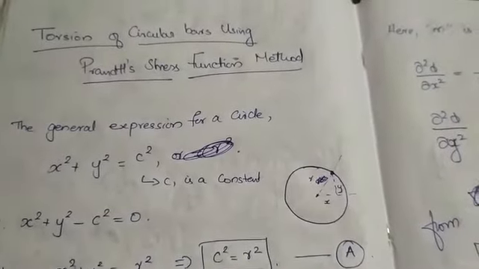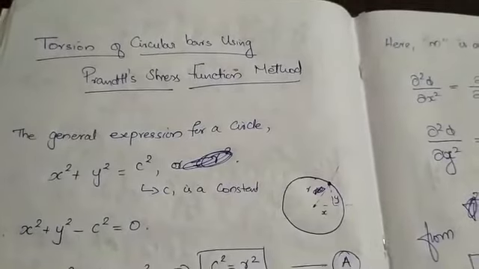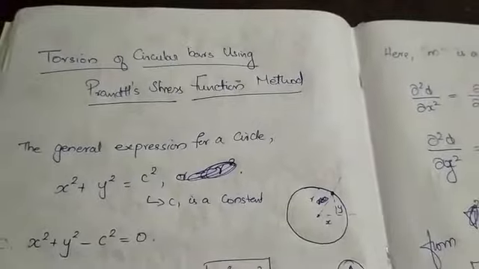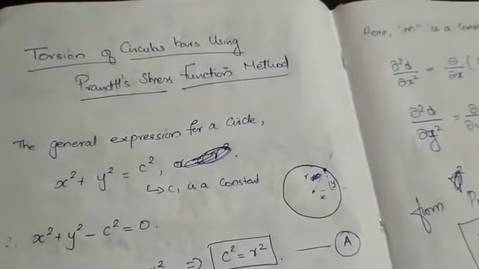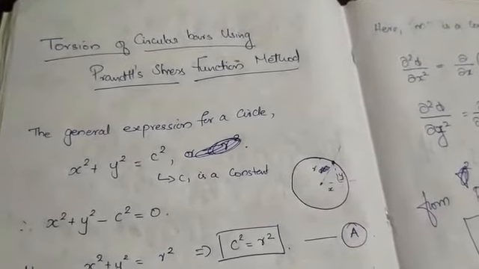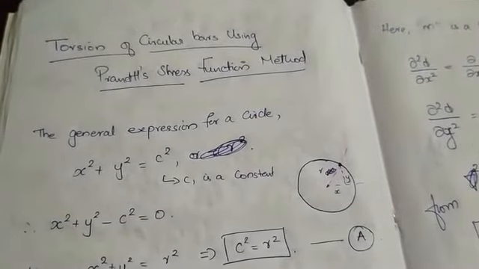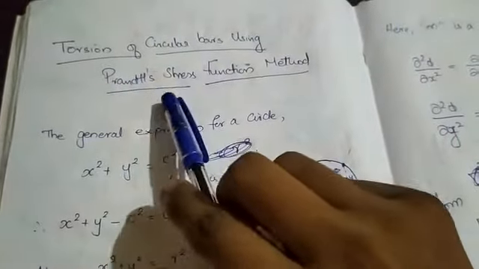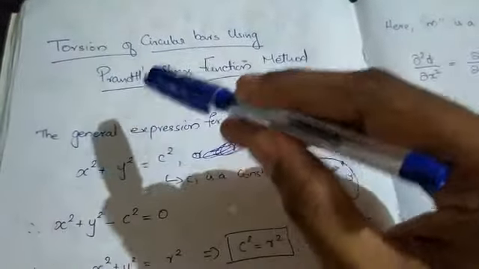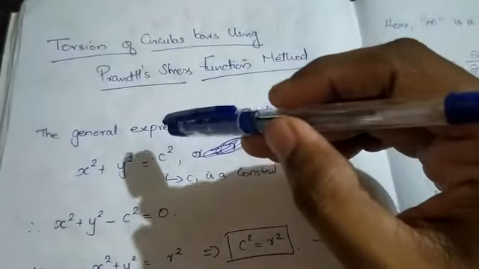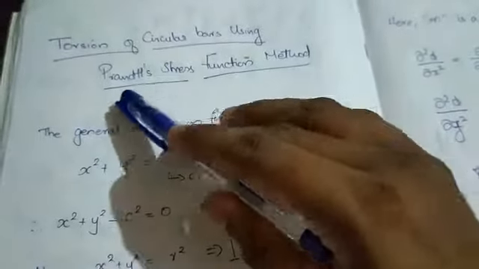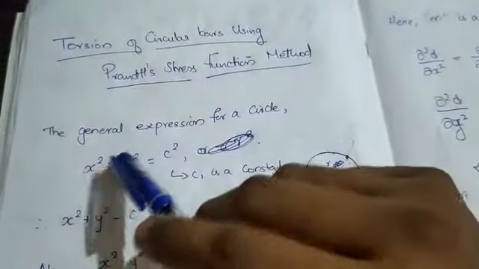So good morning students. In the last lecture we were talking about the Prandtl stress function method. We started our sixth module, and in that a very important derivation regarding the Prandtl stress function method we have already covered. Now using this Prandtl stress function method I am going to solve the torsion of circular bars. We have already solved the torsion of circular bars using Saint-Venant's method. Now I am going to do it with the help of the Prandtl stress function method.